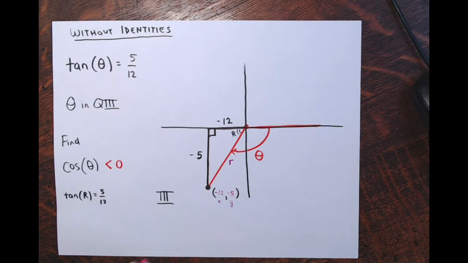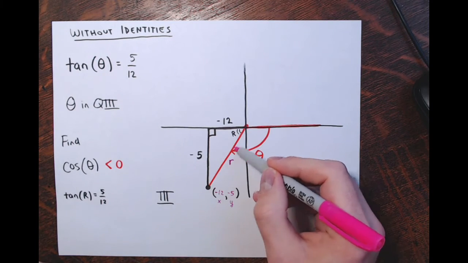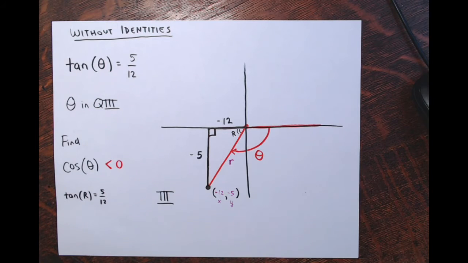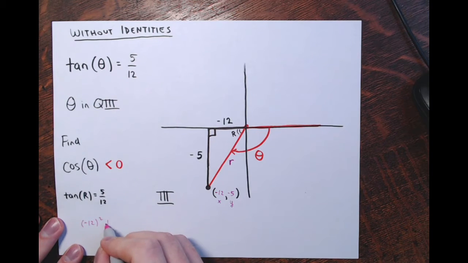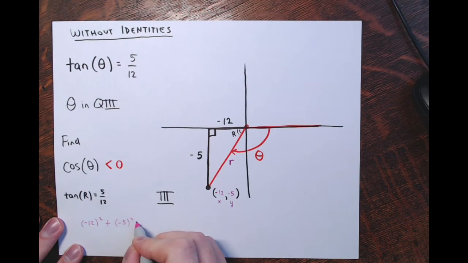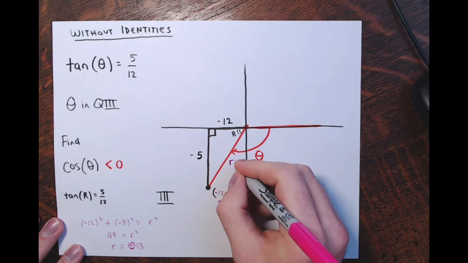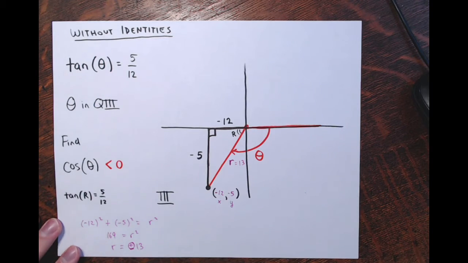Now all I need to find is the hypotenuse, the distance from the point (negative 12, negative 5) to the origin. That's using the Pythagorean theorem. Negative 12 squared plus negative 5 squared must be equal to r squared. This is 144 plus 25, that's 169. So r is equal to, again, plus or minus 13, but use the plus, because r is always a positive quantity. r is the distance to the origin.